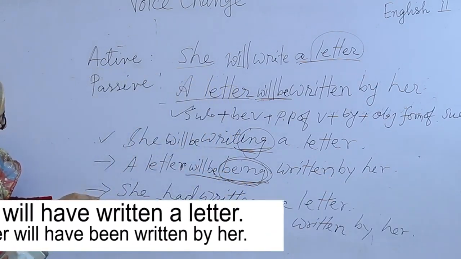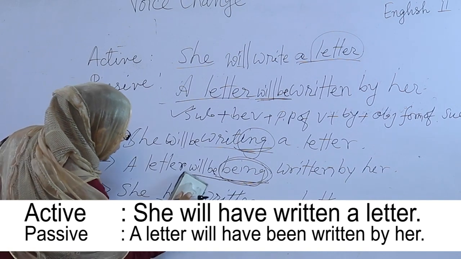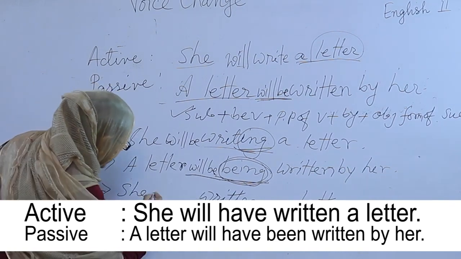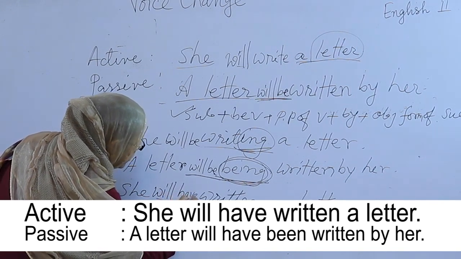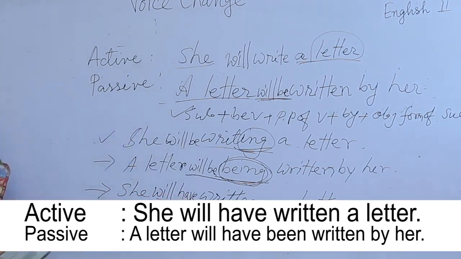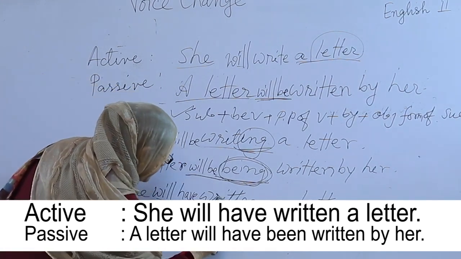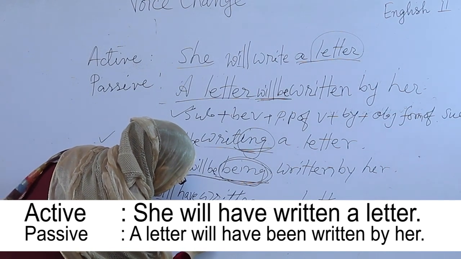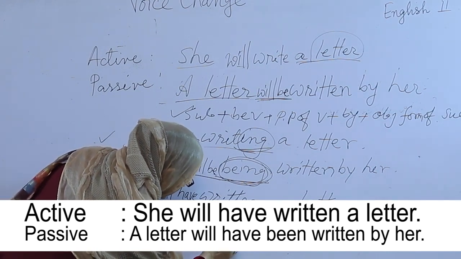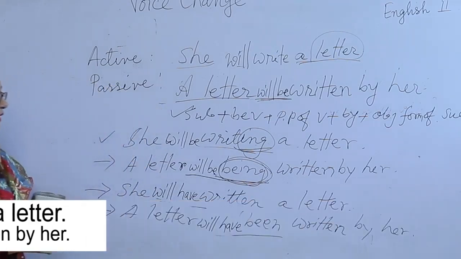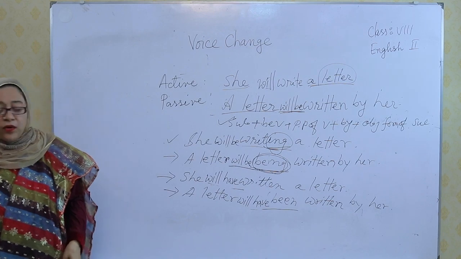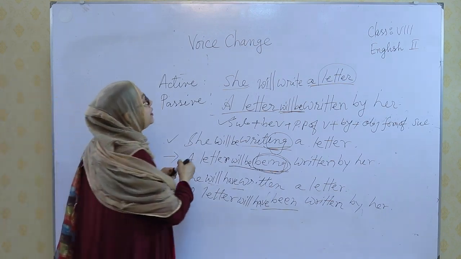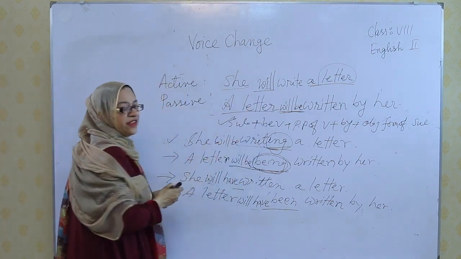And the future perfect form: she will have written a letter. I turn it into passive: a letter will have been written by her. So, is it clear to you? I only change the verb.